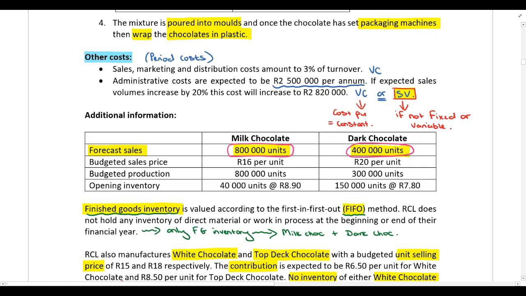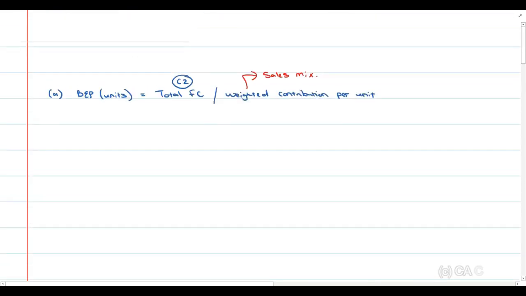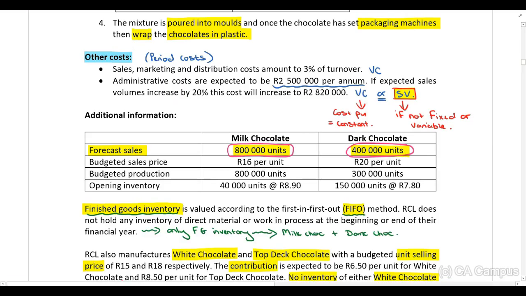And please remember, guys, you need to do this. We can't work with semi-variable costs. Where do you put semi-variable costs in your formula over here? There's no space in your formula for semi-variable costs. We can only work with fixed costs and variable costs. So if you have a semi-variable cost, you must always split it into the fixed and variable portions. So how are we going to do that in this question?